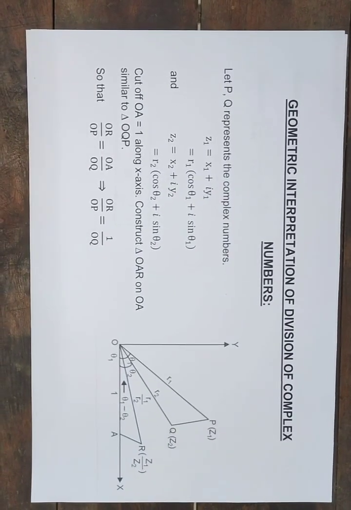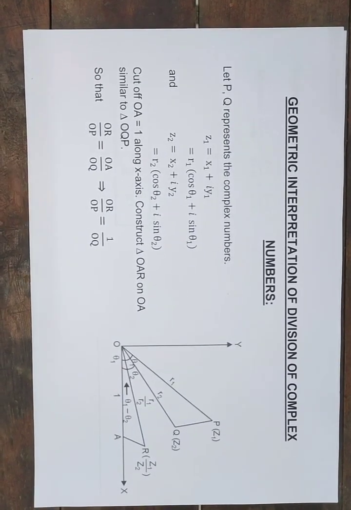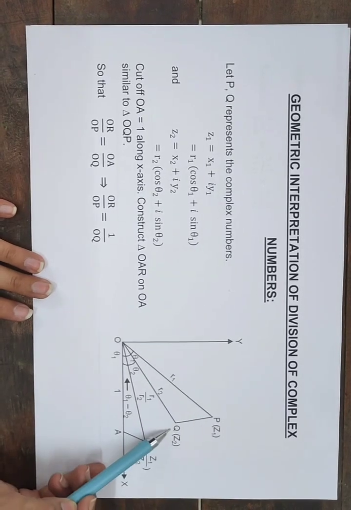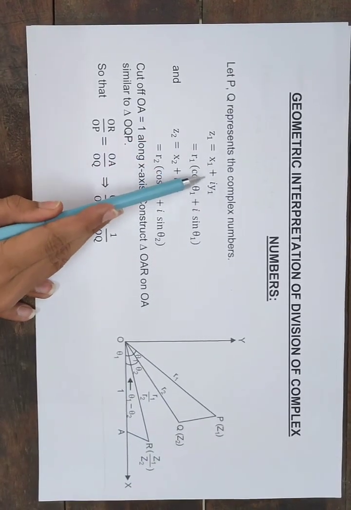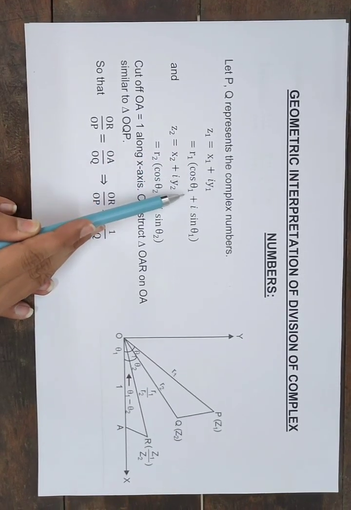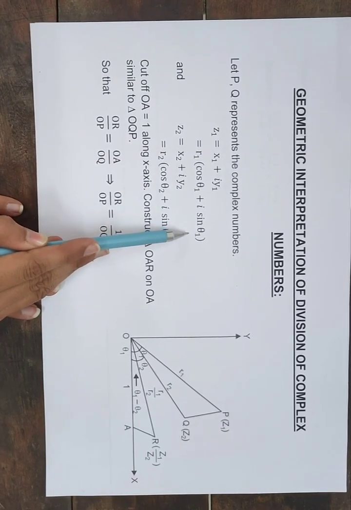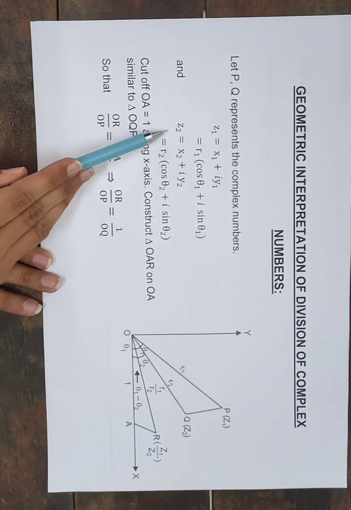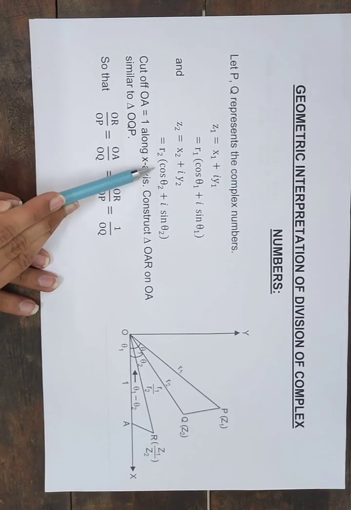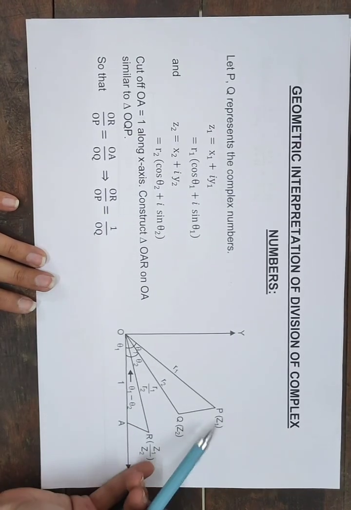Lastly, we are going to discuss the geometric interpretation of division of complex numbers. Let P and Q represent the complex numbers as shown in the figure, such that Z1 is equal to x1 plus iy1, which is equal to r1 (cos theta 1 plus i sin theta 1). This is the polar form representation of a complex number. Z2 is equal to x2 plus iy2, which is equal to r2 (cos theta 2 plus i sin theta 2). Now we join P and Q.